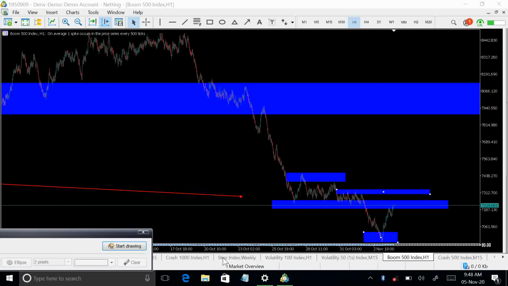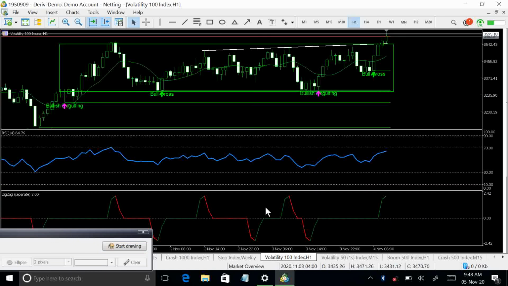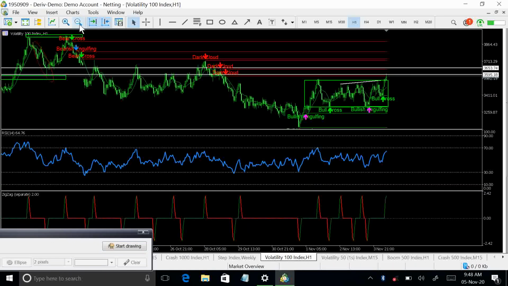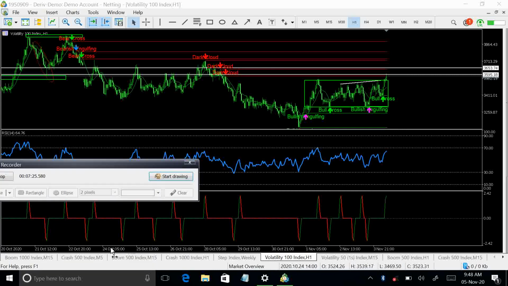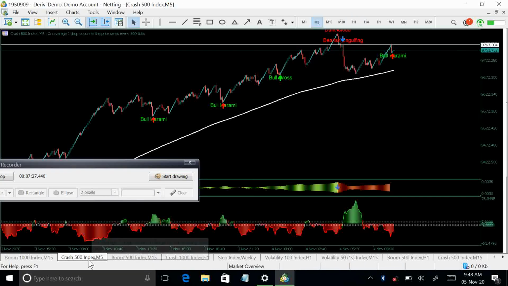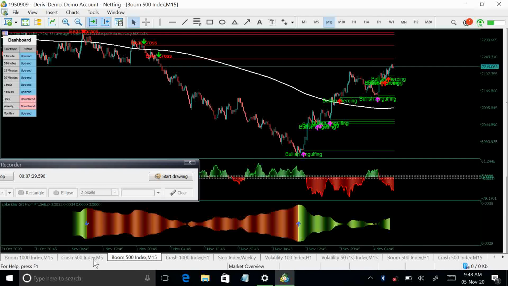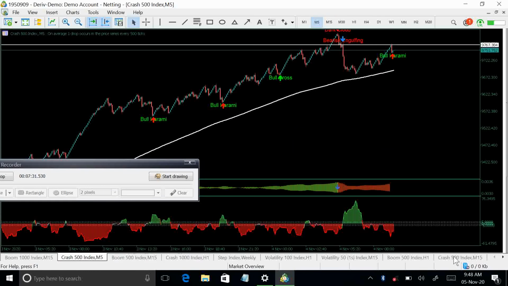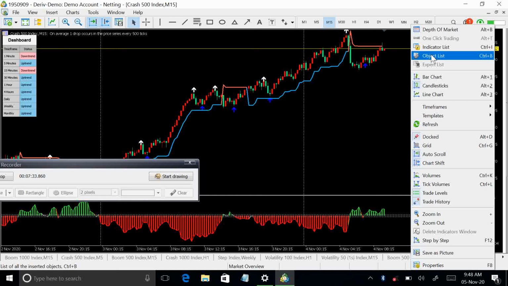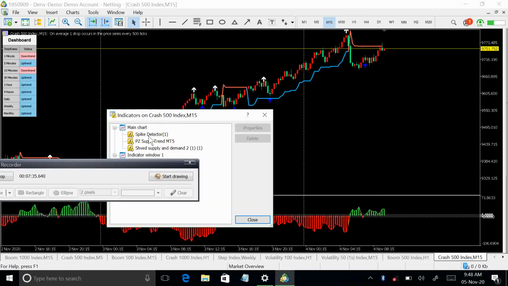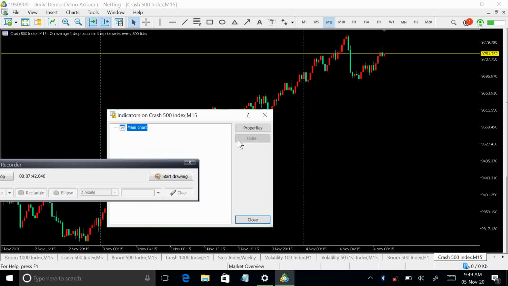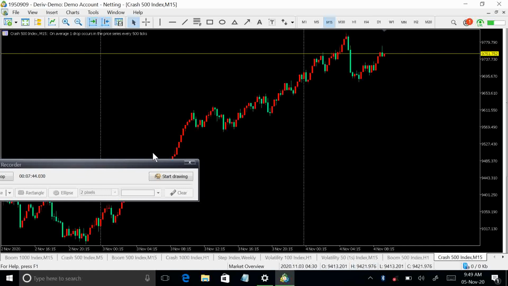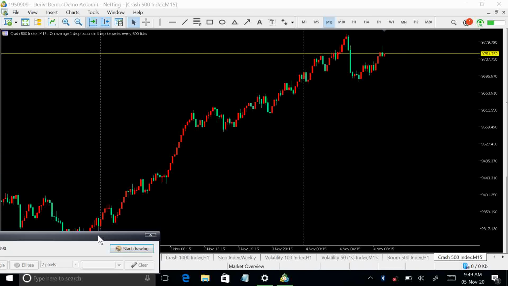So let us check another pair. Let's check volatility 100. Okay, I already do this here. Let's see. Looking for naked chart. Let's see plus 500. Come on, naked chart. Give me some minutes to do this. Alright, so perfect. Now you can see that on class 500.